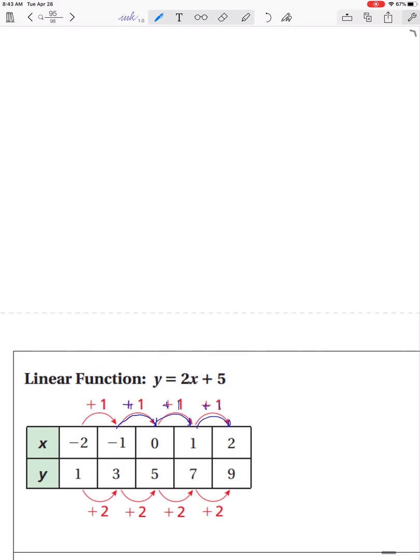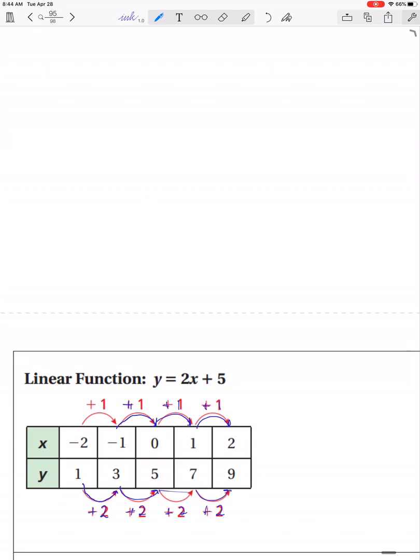You do the same thing with the y's. So with the y's, how did I go from 1 to 3? I just added 2. How did I go from 3 to 5? Added 2. 5 to 7, we add 2. And 7 to 9, we added 2. So we see that they have something in common, right? The x's go up by 1s consistently, the y's go up by 2s consistently.